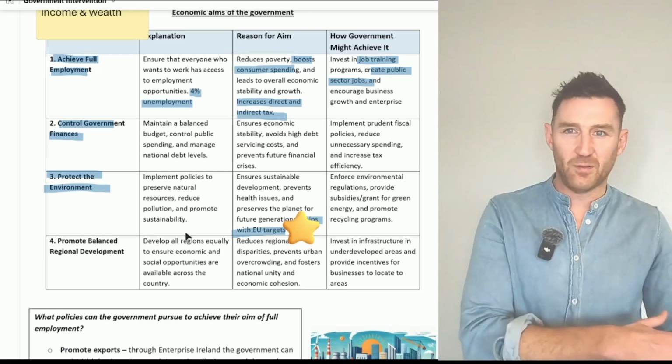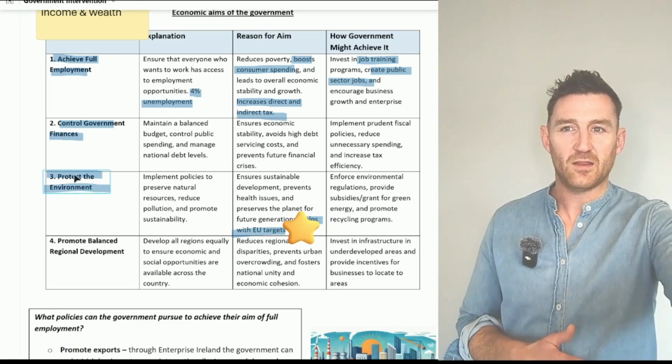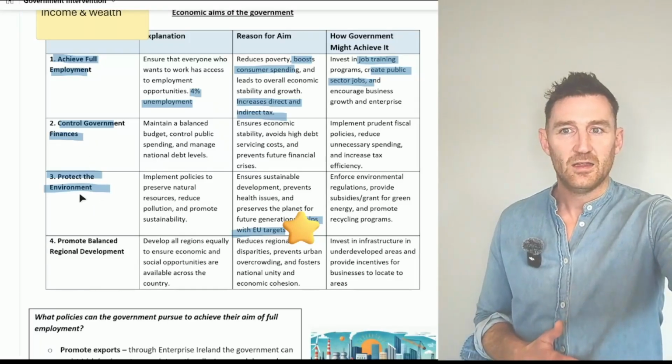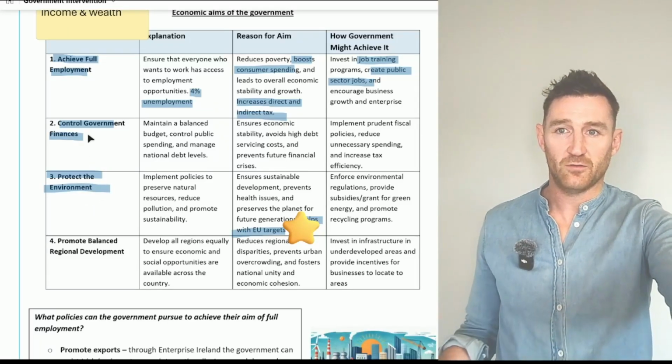And again, that involves spending money. So you can see how those two might be at odds with each other: controlling government finances and protecting the environment. Well, if the government are giving grants, that's money that they're spending and makes it harder to control their finances.